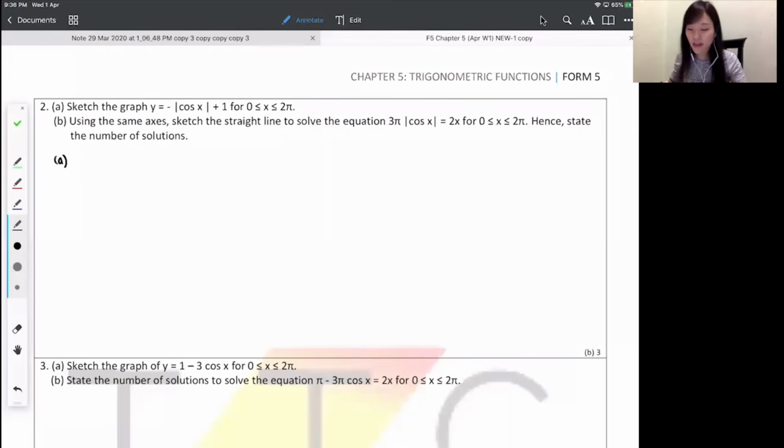So let's look at question 2. Sketch. So guys, they want me to sketch this graph.